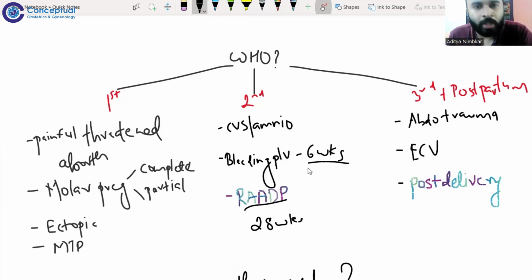Once you give it, the body is going to lyse it. It is going to break down those antibodies over a period of time. And that period is going to be 6 weeks. So this vaccination, or rather this immunization, has to be repeated every 6 weeks if the bleeding continues.